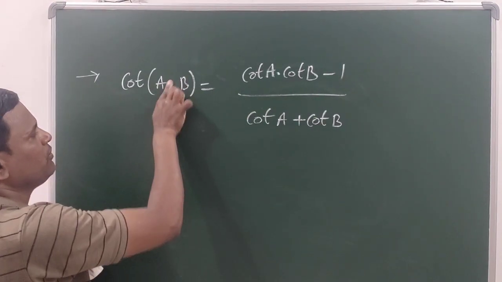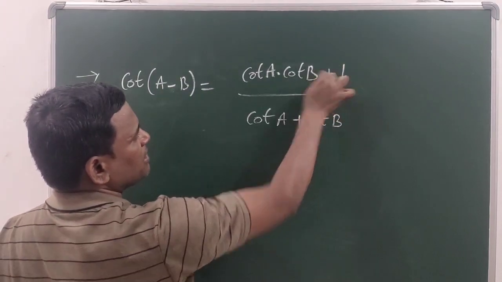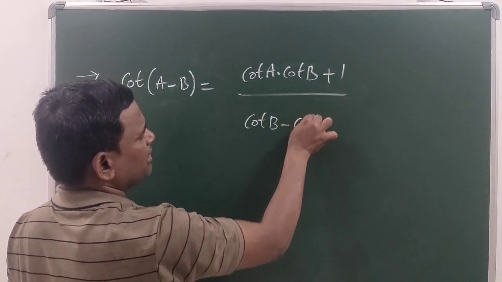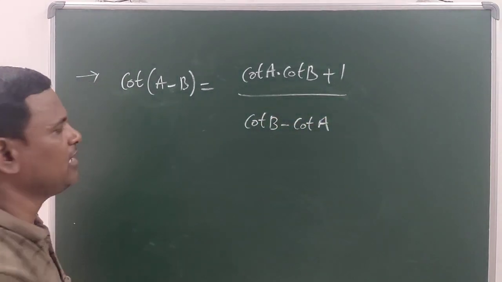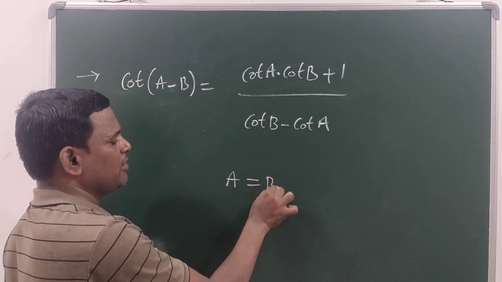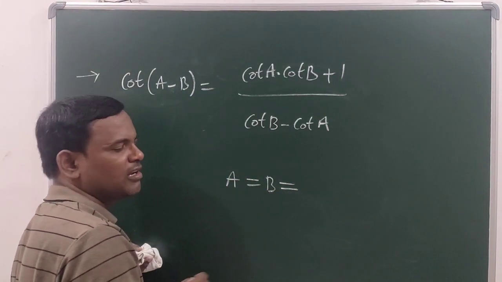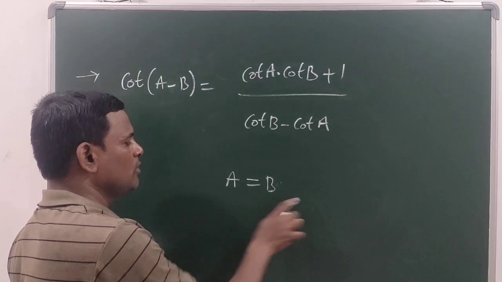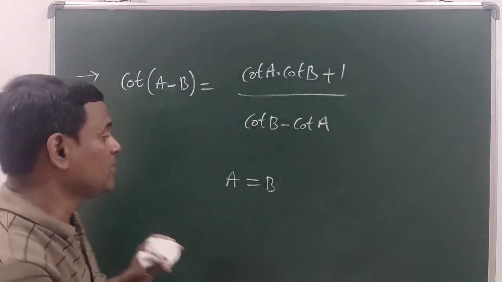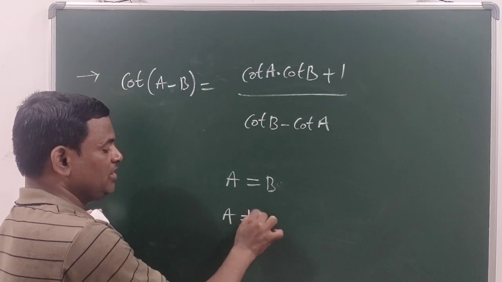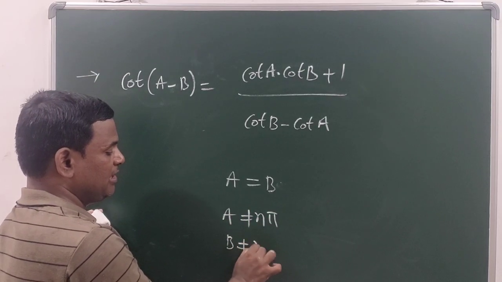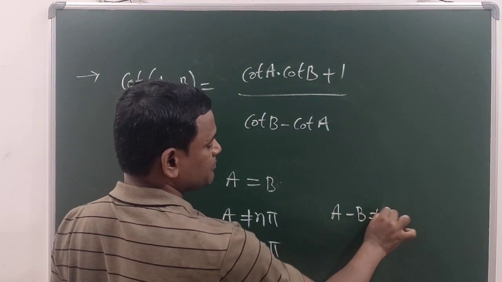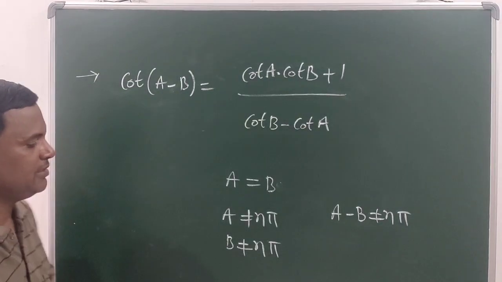Similarly, suppose if you want cot of A minus B, here plus will come, but in the denominator, cot B minus cot A you will get. But here A and B both should not be equal. Both should not be equal, and A should not be n pi and B should not be n pi. So A minus B should not be n pi, where n belongs to an integer.